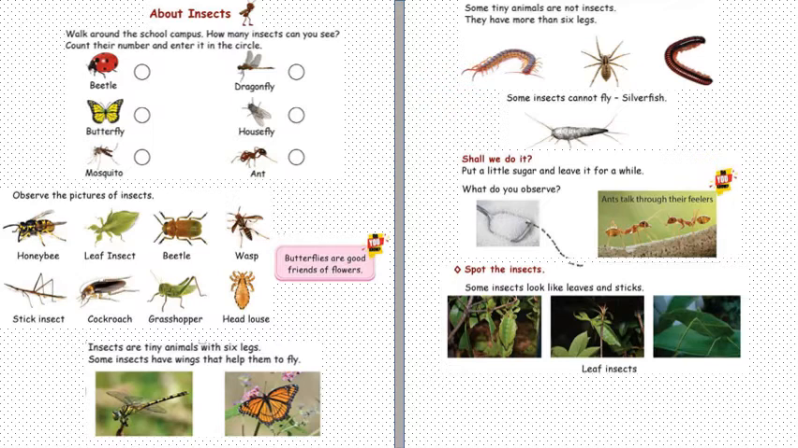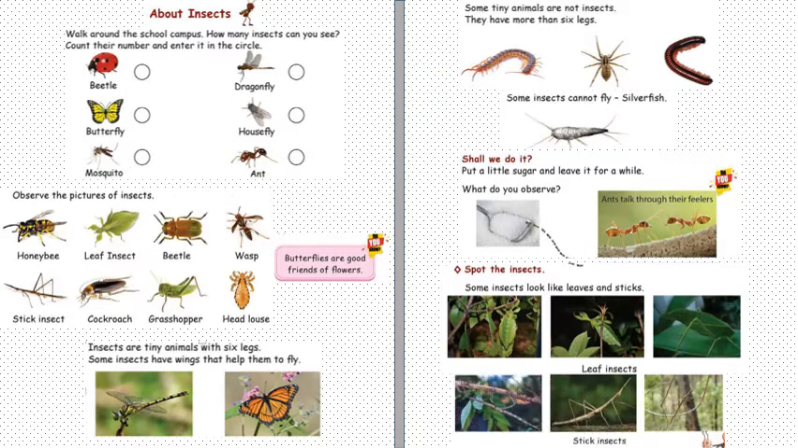Okay, now here we have some insects, they look like leaves and sticks. So examples are leaf insects. Basically when you look at it, you feel it is just a leaf. But when you see it closely, you know they are insects and it is called a leaf insect. Same goes with stick insect. They look like a stick, you know, a small wooden stick on the branch or on the tree which is already dried up. But when you actually look closely, then only you come to know it is a stick insect.